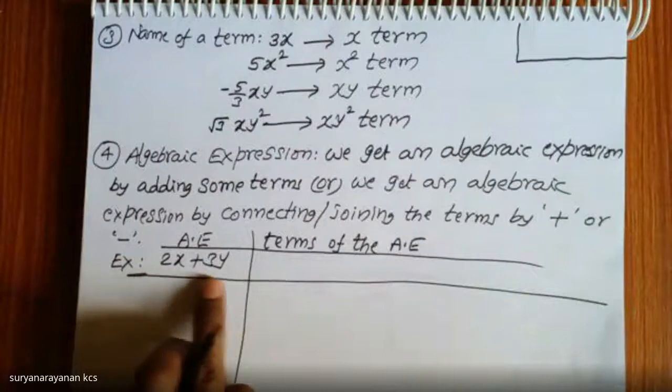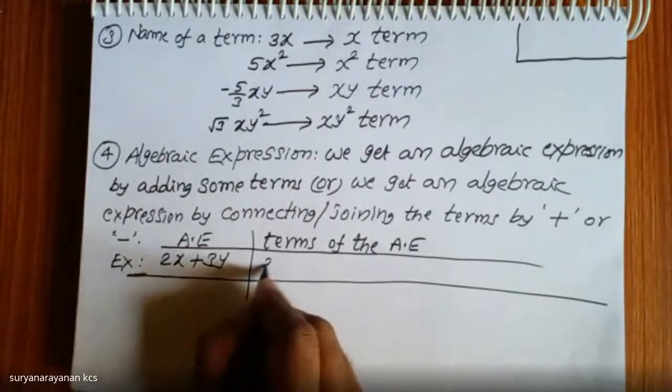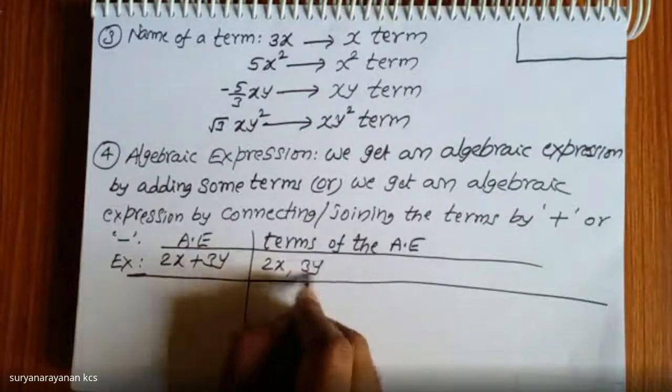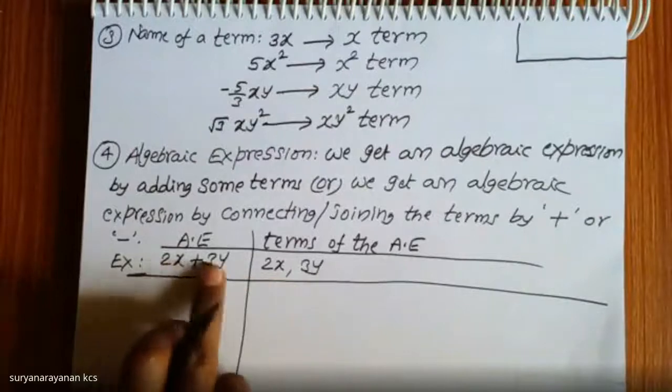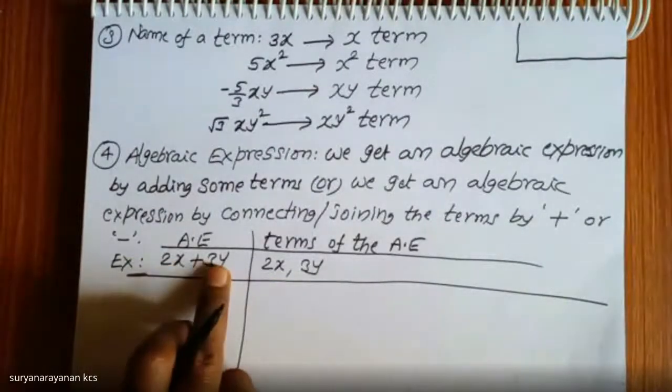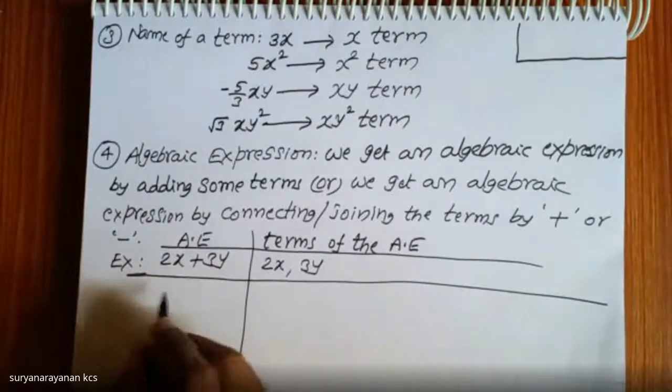In this algebraic expression, what are the terms? Tell me. 2x, comma, 3y. Two terms, we have to separate them by comma. Here, we have joined these two terms by a plus sign.